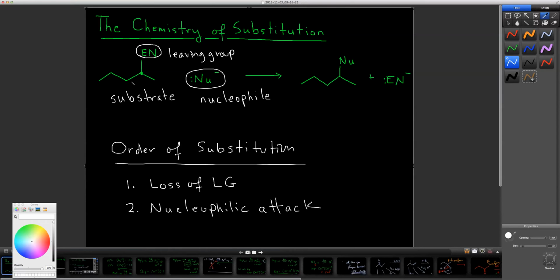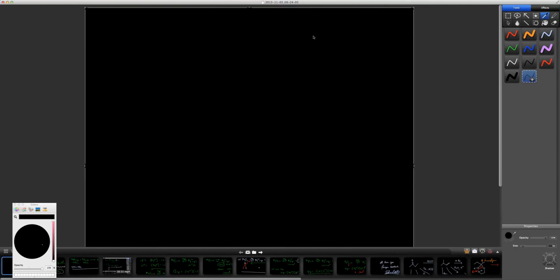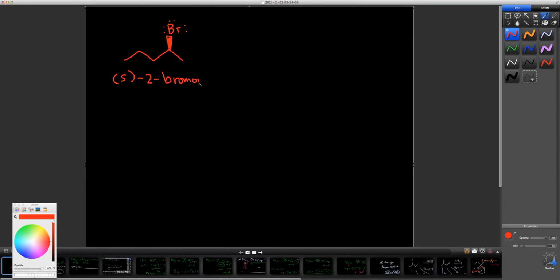This substrate is an sp3 hybridized carbon. And so let's use this specific example, and I'm going to make this into a more specific substrate. And I'm also going to give it some stereochemistry. Now, after our unit on stereochemistry, we should be able to more specifically name this compound. This compound is going to be S-2-bromopentane.